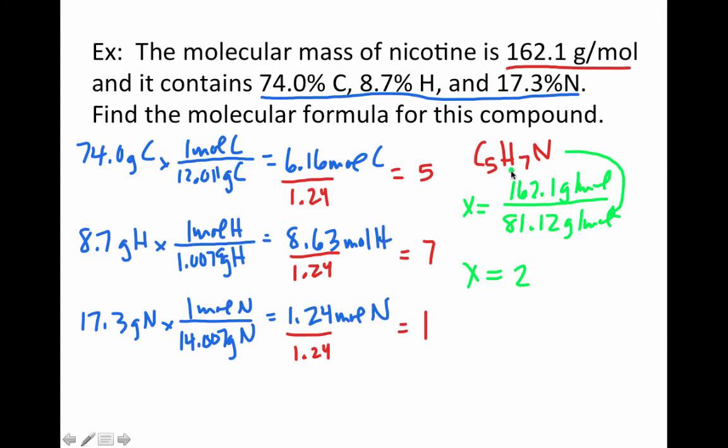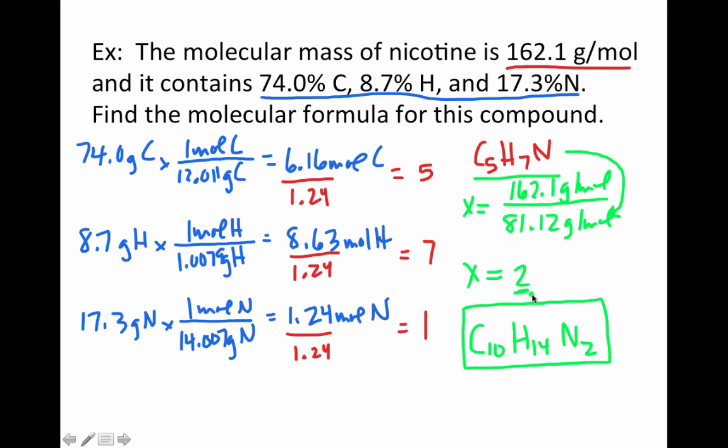So this is another one in which we're going to make this empirical formula twice as big. So instead of C5H7N, I'm going to double it and make it C10H14N2. Let me just make sure I did that right. Okay, double that, and then this is going to be my answer. Notice the molecular formula is 2 times bigger than my empirical formula up here.